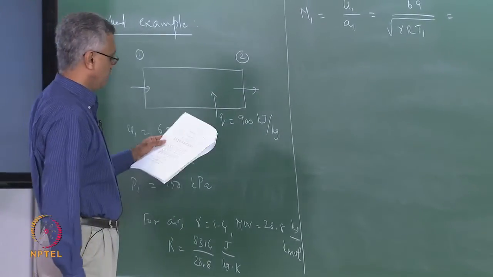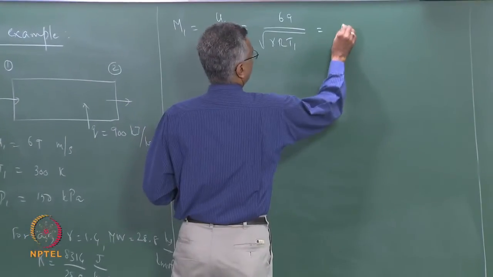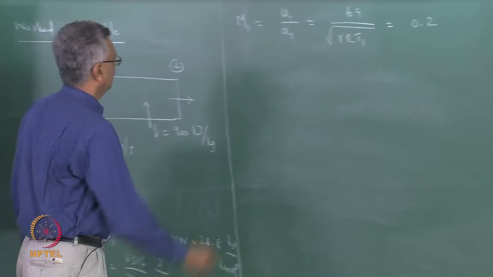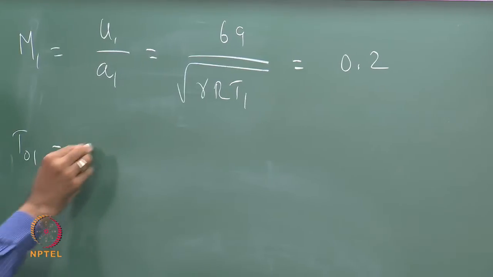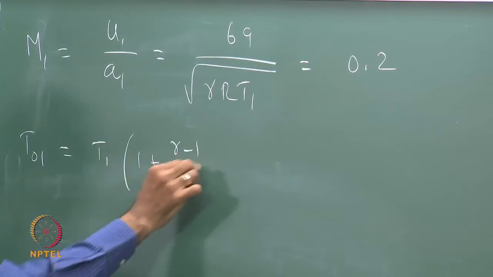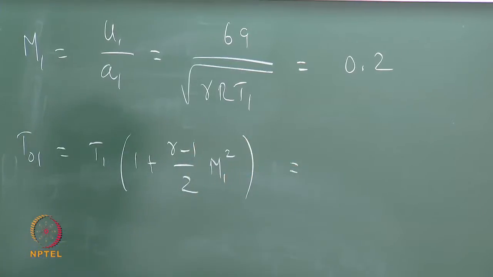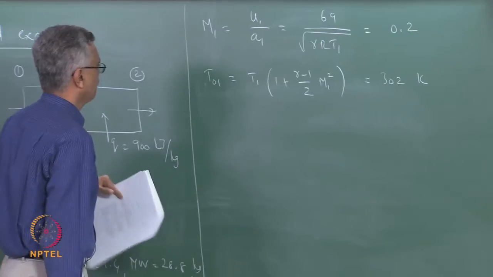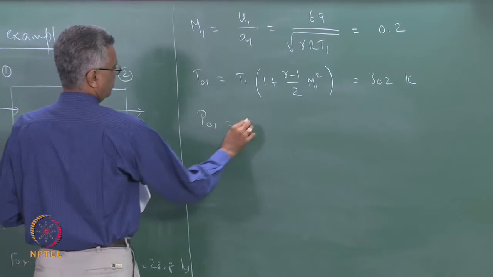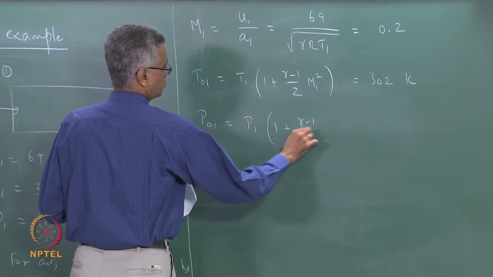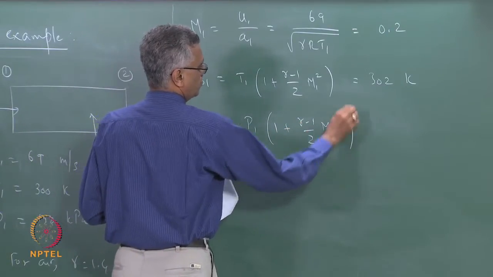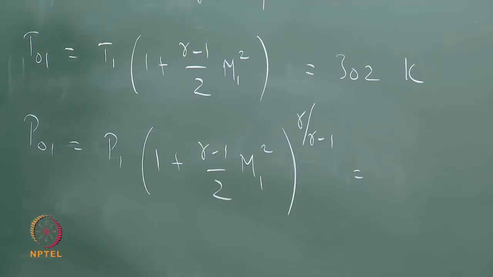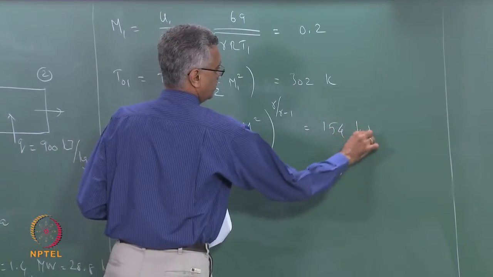So if you plug in these values for gamma, R and T1, we get M1 to be equal to 0.2. And T01 can be calculated. T01 is equal to T1 times 1 plus gamma minus 1 over 2 times M1 square. And if you substitute the numbers, you get this to be 302 Kelvin, and P01 is equal to P1 times 1 plus gamma minus 1 over 2 times M1 square raised to the power gamma over gamma minus 1, and this comes out to be 154 kilopascal.